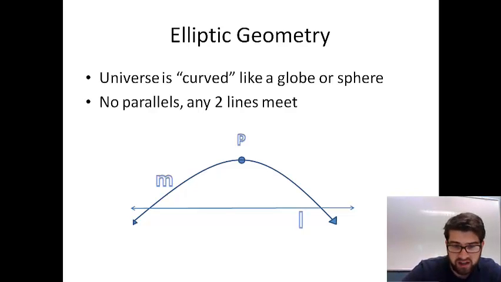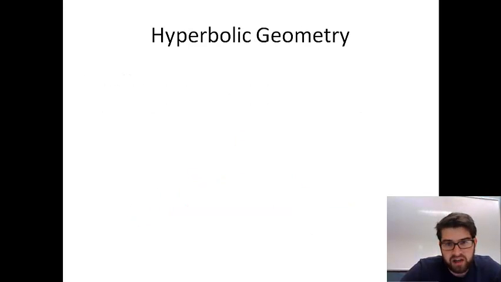So given a line L and a point P not on the line, any other line that goes through that point P is going to intersect L, no matter what. And so we have a model with one parallel line, which is the Euclidean, and now we have a model with no parallel lines, the elliptic. What if we have a model with two parallel lines? That brings us to hyperbolic geometry, which personally is my favorite.